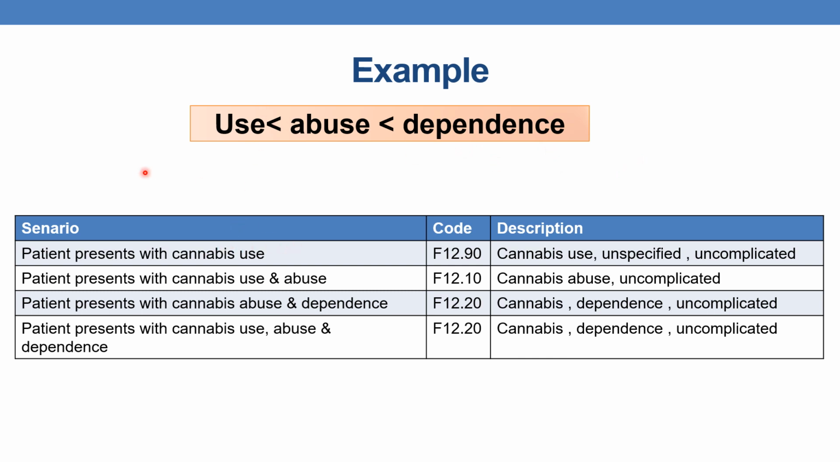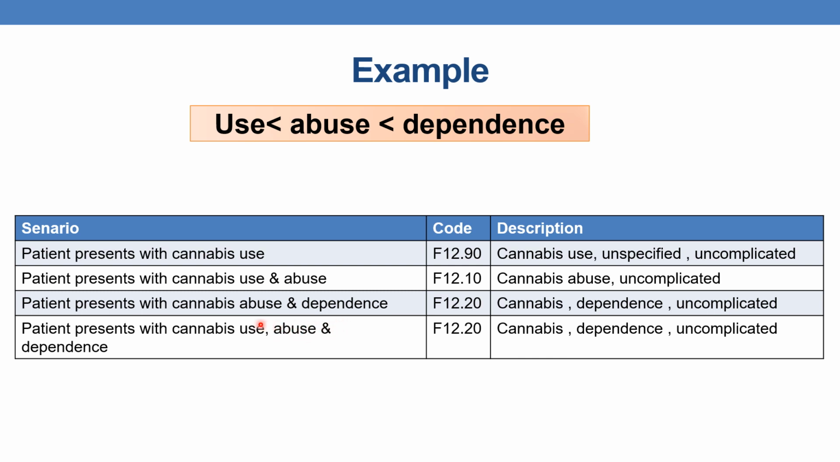So let us see a scenario. Patient presents with cannabis use. So the code is F12.90, cannabis use unspecified, uncomplicated. Second case, patient presents with cannabis use and abuse. Here abuse is more complicated than use. So you need to code abuse, F12.10, cannabis abuse uncomplicated.